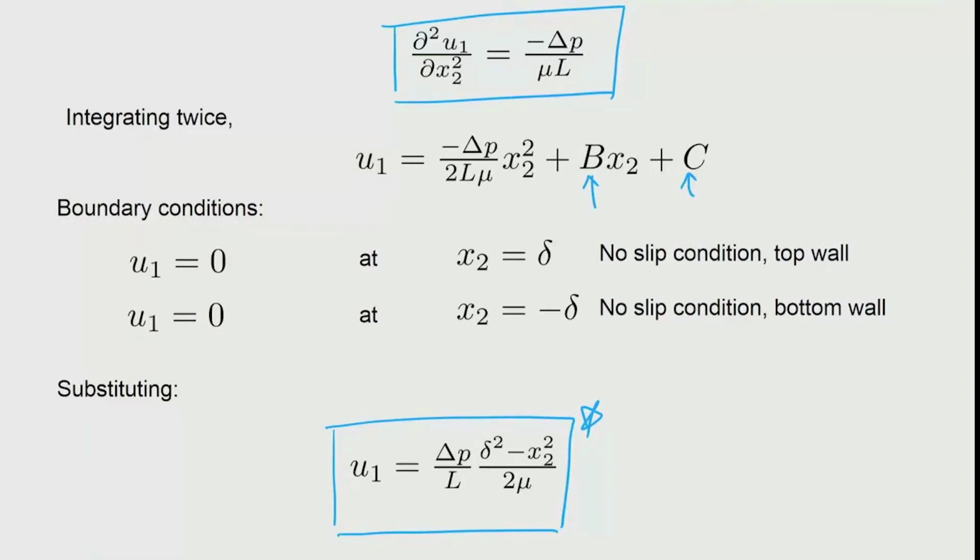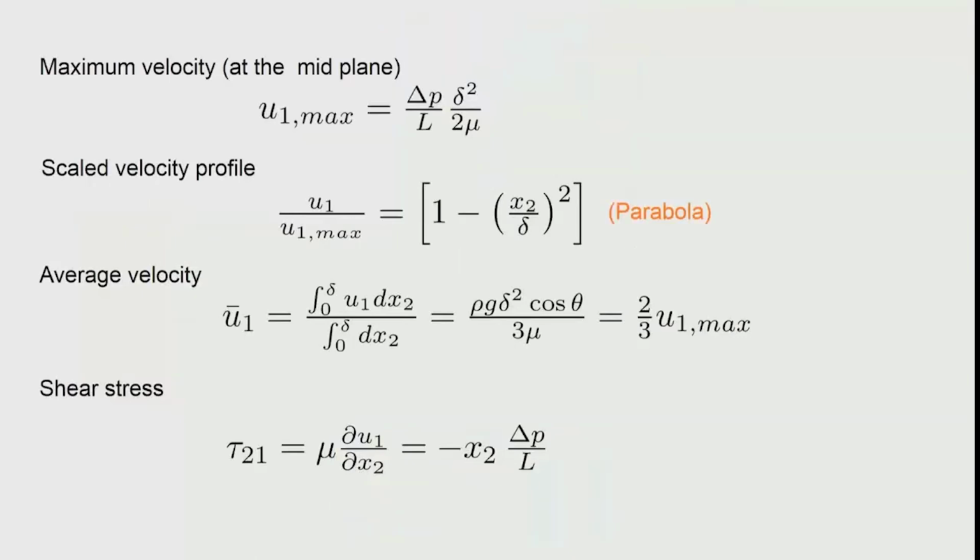Now, the maximum velocity is at x2 equal to 0, which is at the center plane, which will give you the expression here, the pressure gradient times delta square by 2 mu. Now, when we divide the solution by the maximum velocity, we get the scaled velocity profile, and we see that it gives just the profile alone on the right hand side, which is a parabola. Interestingly, the solution on the right hand side is identical to the previous solution, but the reason why the flow is happening is different.